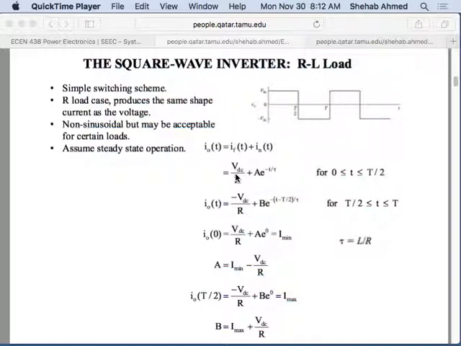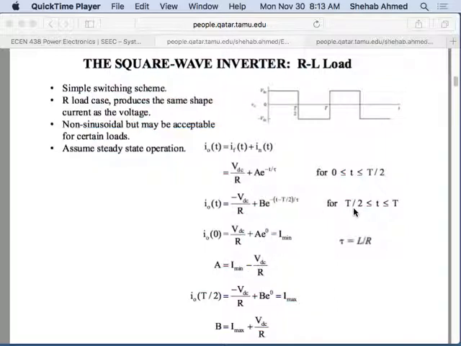In steady state, inductance is a short circuit and your source is DC, so it's VDC over R. That's your forced response. Natural response is A e to the minus t over tau. That's between 0 and T over 2, right? You have one type of natural response for the circuit. And then at t of 0, we said the current will equal its minimum value. So i of 0 is equal to I minimum. And then from here you can calculate the value for A and substitute it here.